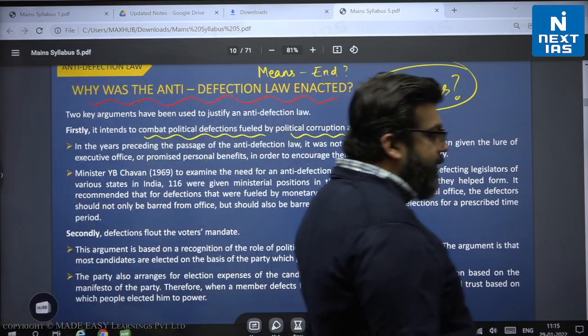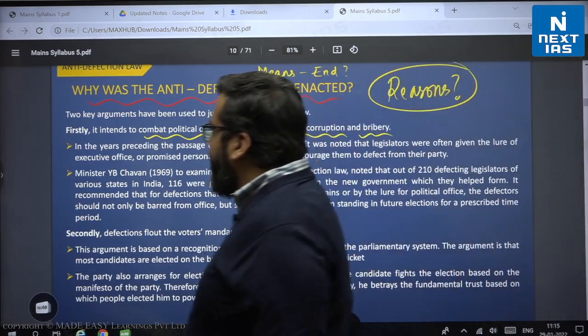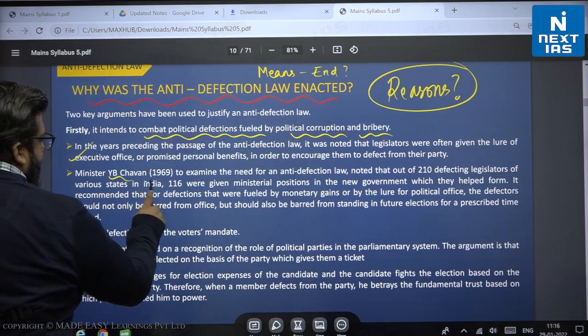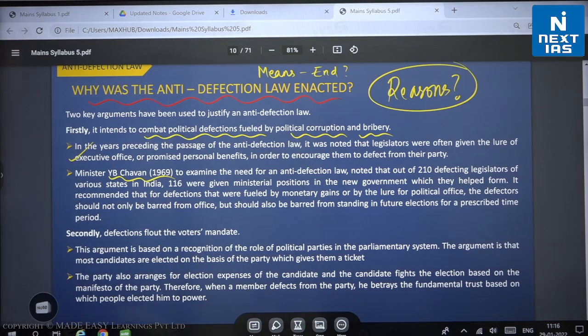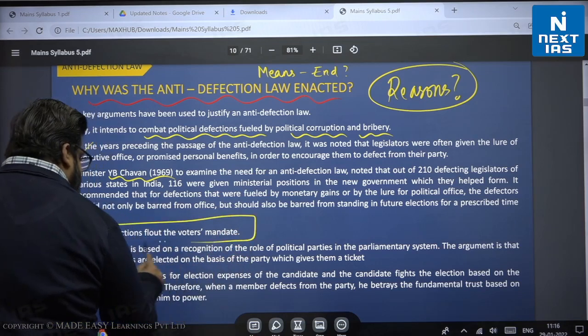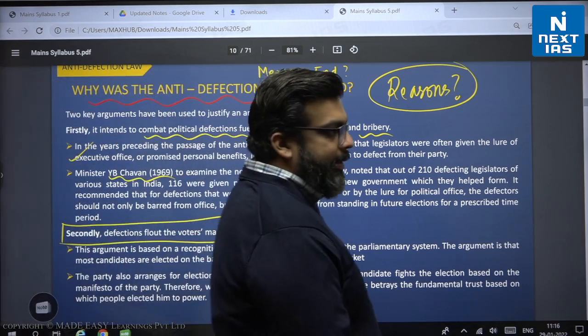Right? Understood? Now, so what basically had happened was, as I was telling you, in the years preceding 1985, there were a lot of such instances, and the minister at that time for parliamentary affairs, YB Chavan, had set up a committee and examined and found out that there were certain miscreant activities that were happening. And secondly, when you do this, you are breaking the trust of your constituency.